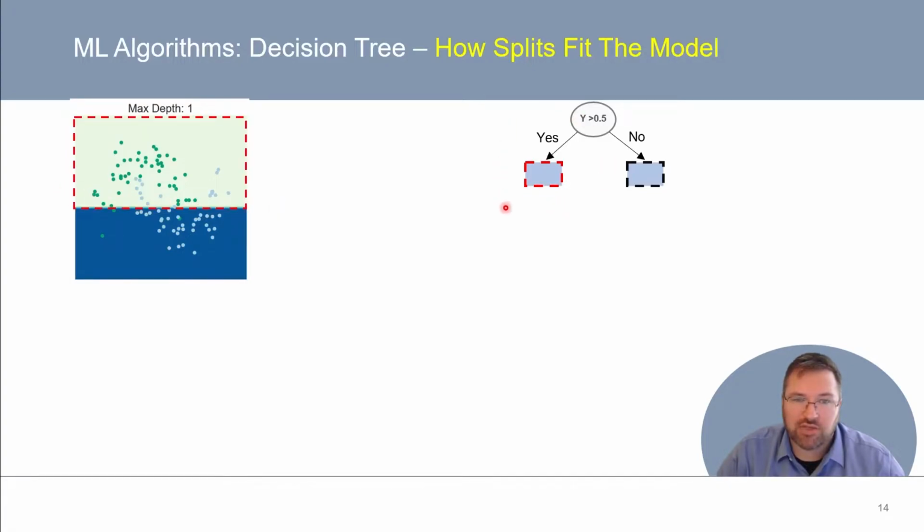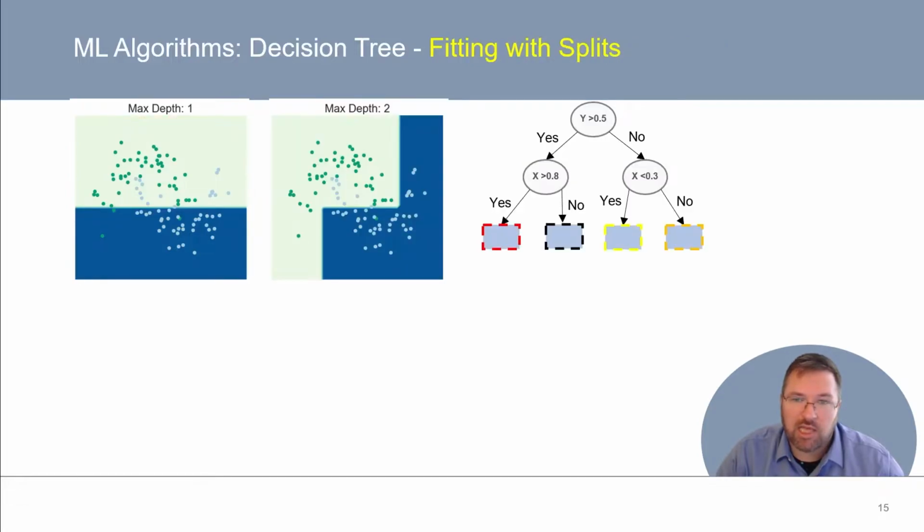The yes branch of this tree corresponds to the red dashed area on the plot, here predicting class green based on it being the class majority. The no branch of the tree corresponds to this black dashed area on the plot, predicting class blue. As we continue splitting to a tree depth of 2, we've now added new decision nodes, here specifying x greater than 0.8, and here specifying x less than 0.3.